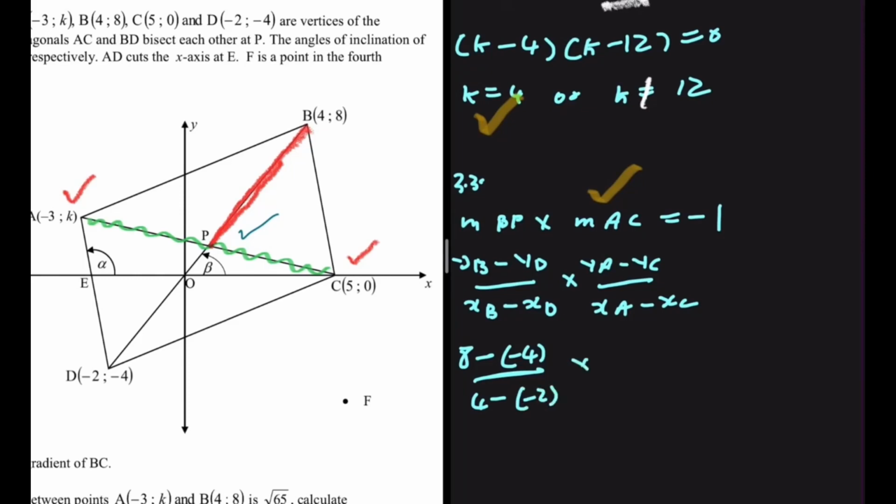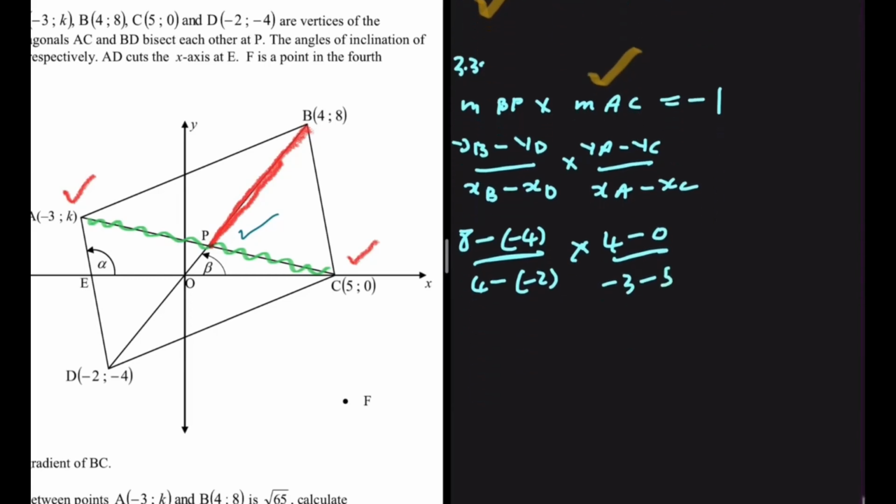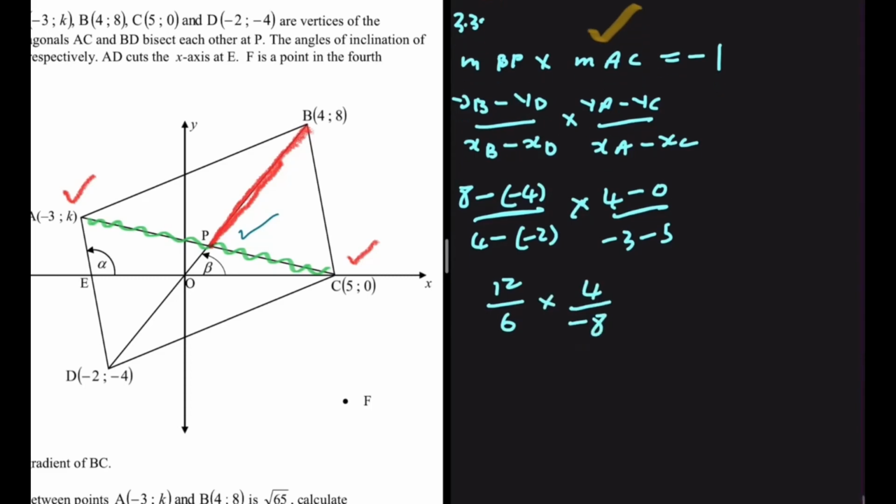And then we multiply that by y of A. We know what the value of K is now. The value of K is 4 minus y of C, which is 0, divided by x of A, -3, minus x of C, which is -5. So what is 8 minus -4? That is 12 divided by 6 multiplied by 4 divided by -8. So we have 2 multiplied by -1/2, and this is equal to -1.